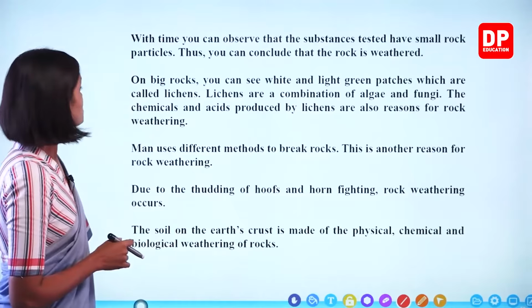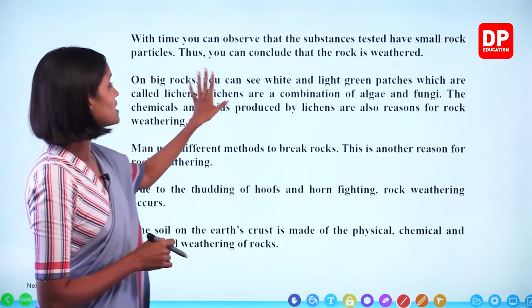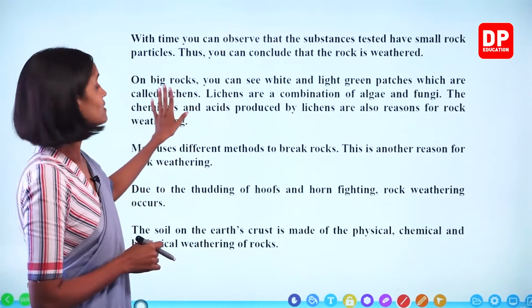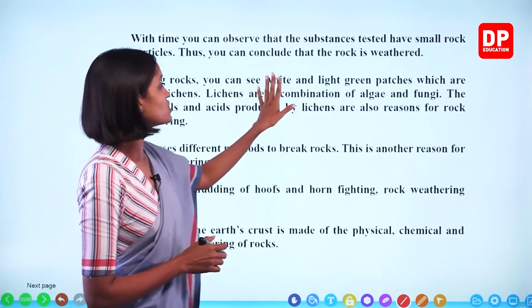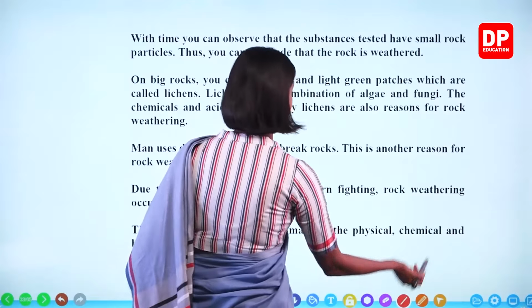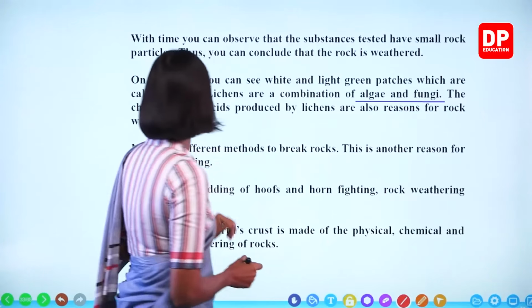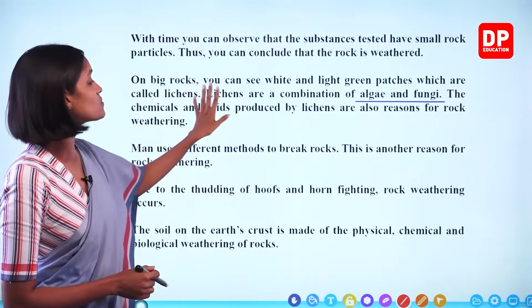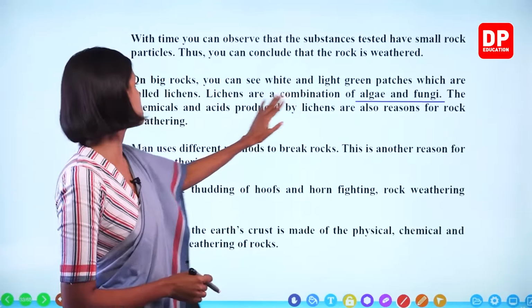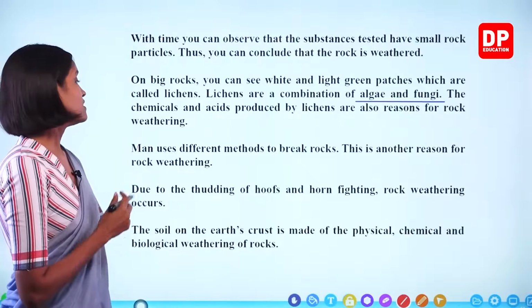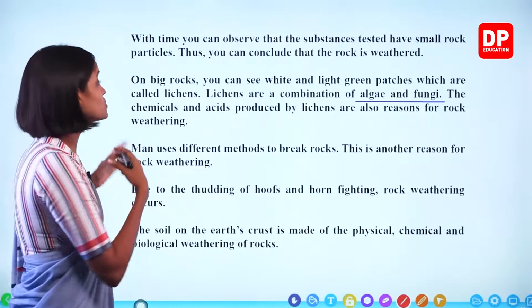So, on big rocks, you can see white and light green patches, which are called lichens. Lichens are a combination of algae and fungi. I explained this already. The chemicals and acids produced by lichens are also reasons for rock weathering. That's how lichens cause rock weathering.